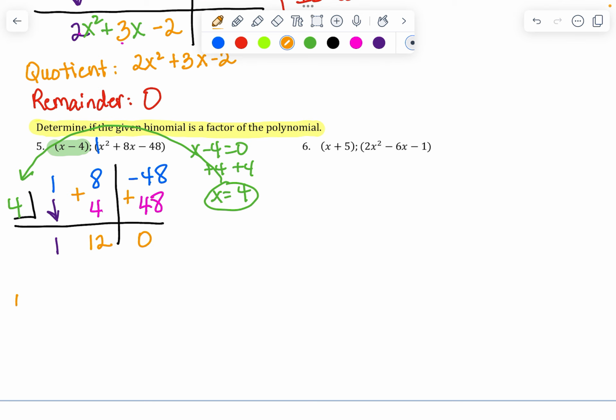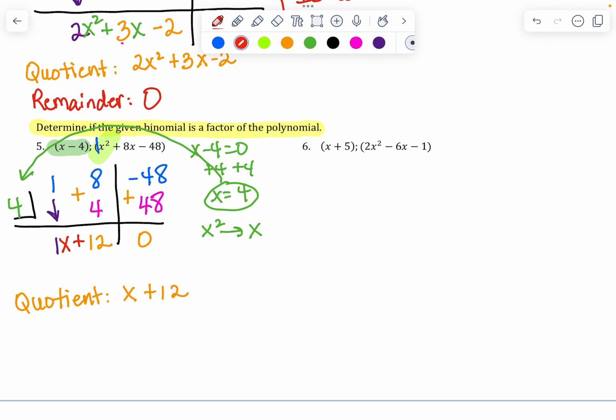So we're going to do the quotient. Because we started with an x squared, we're going to write our answer down starting with an x. So I'm going to put this as a 1x. This 12 will not have a variable, but they need a sign in between. So my quotient is actually x plus 12.